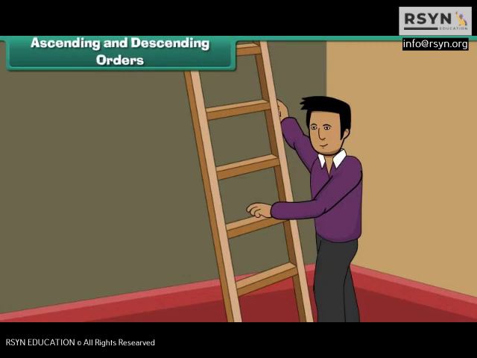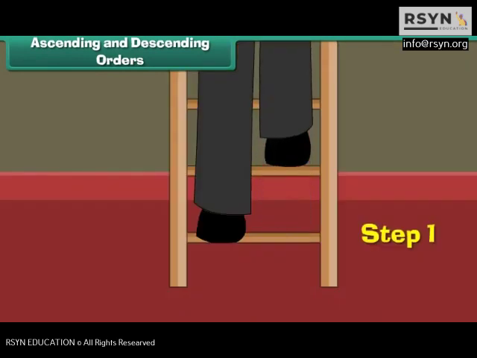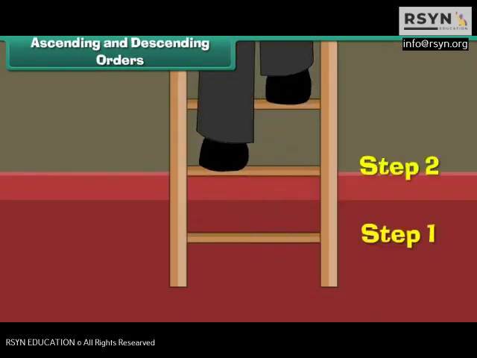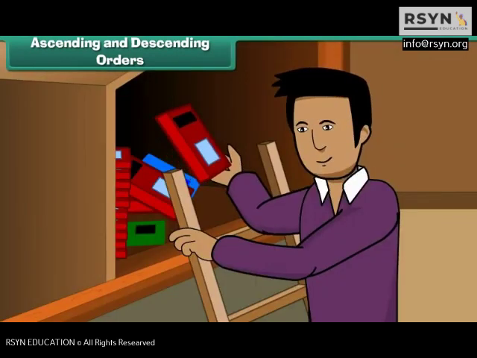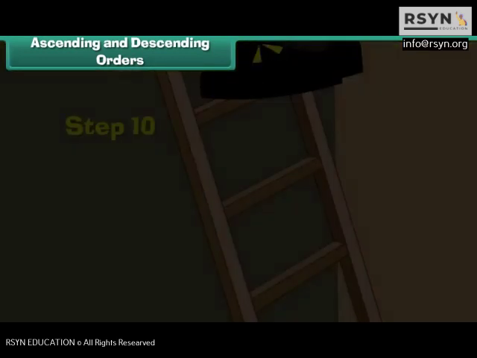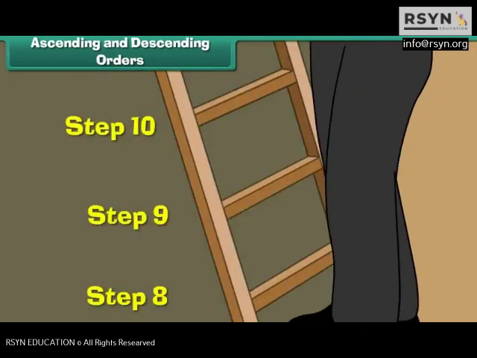Ascending and descending orders. Mohit's father climbed up the ladder to search for a book in the attic. He moved up from step 1 to step 2 to step 3 till step 10. He found the book. He climbed down the ladder from step 10 to step 9 to step 8 till step 1. Numbers can also be arranged in a similar way.